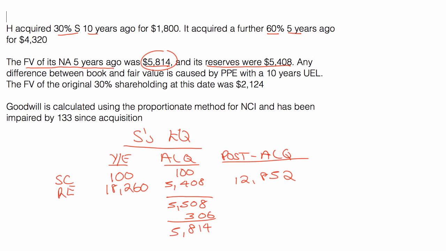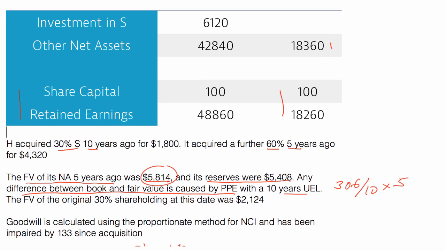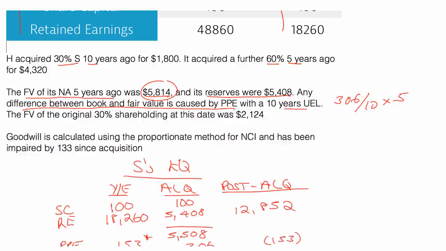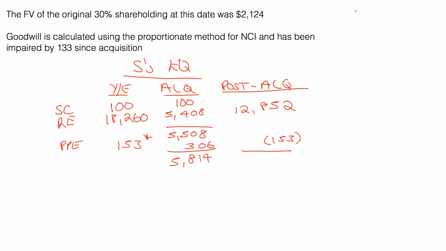So 306, I need to know what it's caused by. The difference between book and fair value is caused by PPE, as it normally is in my questions. So 306, depreciation over 10 years, it says. How long ago did I buy it? 5 years ago. So the depreciation would basically be half of it, wouldn't it? So it would be 153, leaving me with 153, and I need to go put that 153 onto S's PPE, which in this case is here. So far, so good. I can now add down the post-acquisition, and that comes to 12699. Right, moving on then.